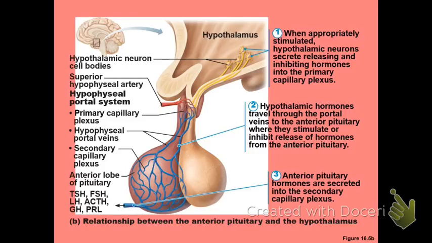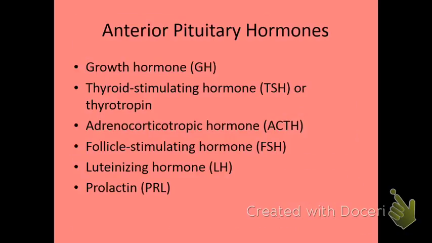Now, most of these that are produced in the anterior pituitary are what they call tropic hormones that will stimulate other cells in the body to produce more hormones necessary for the metabolism of the body. So here's a list of those hormones that are produced in the anterior pituitary. There's growth hormone, which we designate as GH, thyroid stimulating hormone, TSH, or we also call that thyrotropin. Then we have adrenocorticotropic hormone, ACTH, follicle stimulating hormone, FSH, luteinizing hormone, LH, and prolactin, which is called PRL.